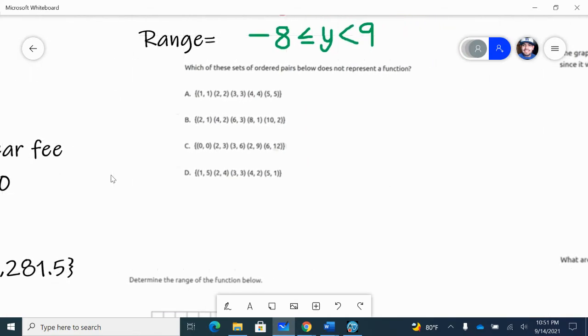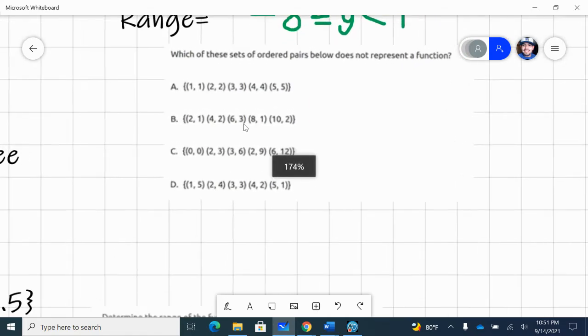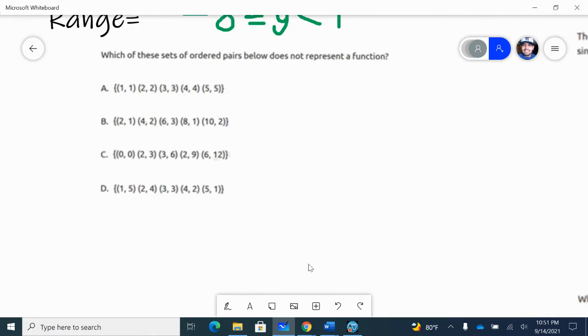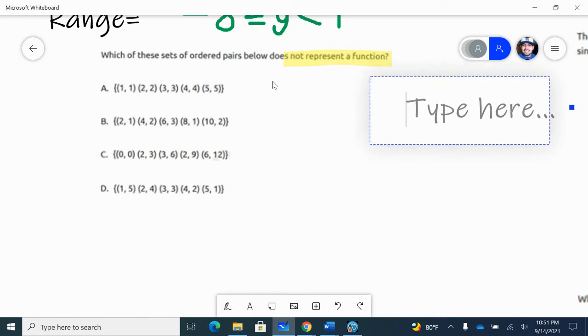Next problem here. Which of these sets of ordered pairs below do not represent a function? This is probably one of the easiest problems. The keyword here was not represent a function. Well, we talked about this extensively in class.